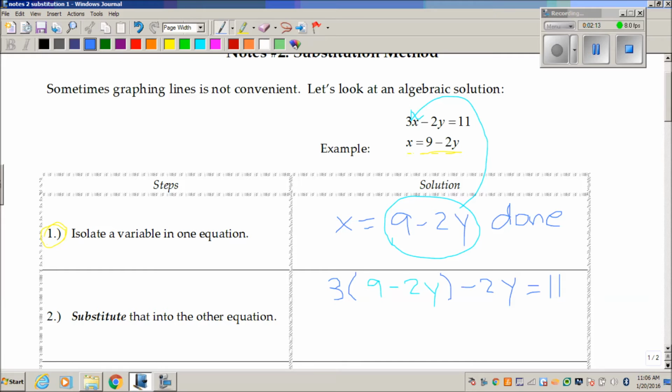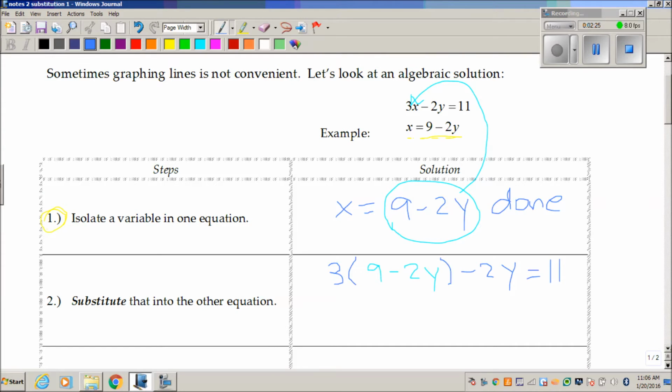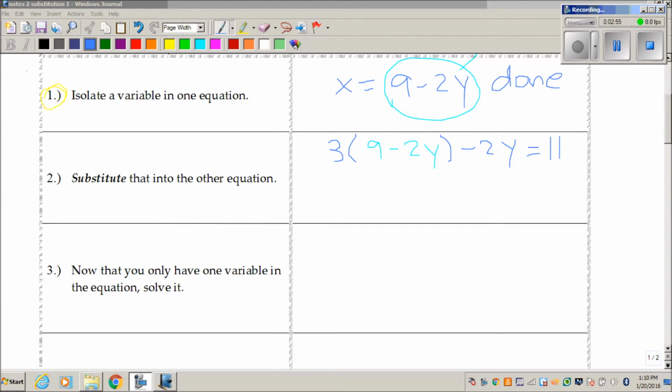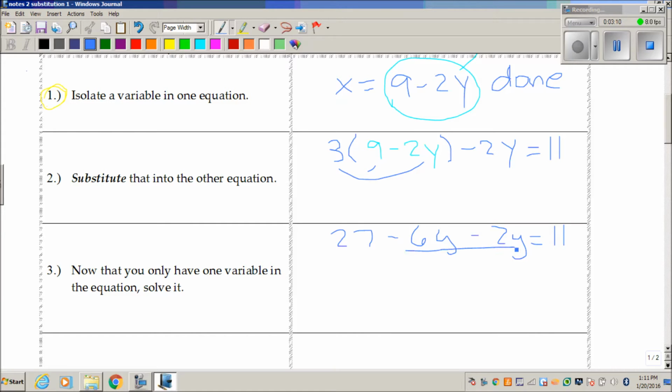Now the purpose of that is that I have one equation only, and I only have y's. This I know how to solve. So for step 3, we solve this equation. We distribute the 3 to both terms and get 27 minus 6y minus 2y equals 11. Then we combine like terms: 27 minus 8y equals 11.